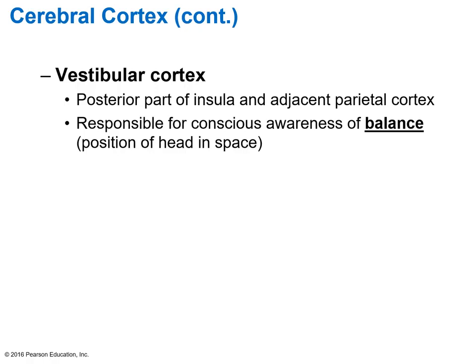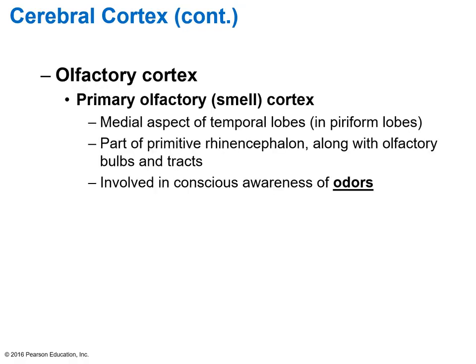The vestibular cortex, this is in the posterior area of the insular lobe. And this plays a role with helping to be aware of your balance. What's the position of your head? Is it straight up or is it tilted towards the side or front or back? The olfactory cortex, this is smell. So the information is coming in and makes you aware of various odors, good, bad, or indifferent.